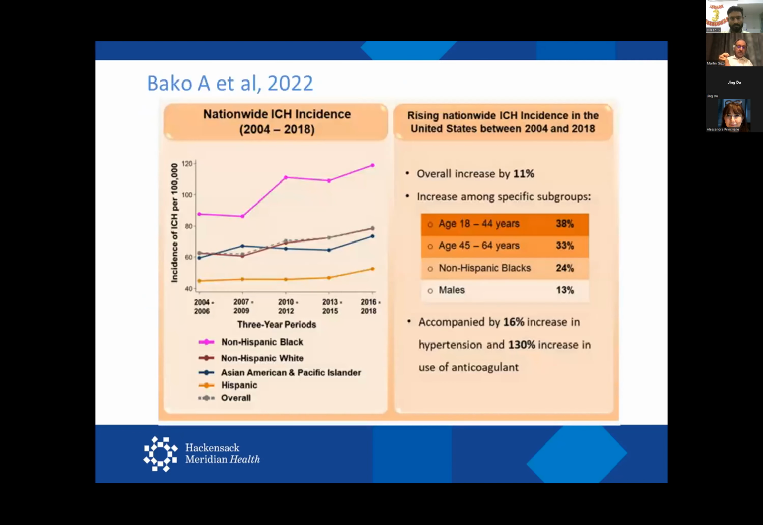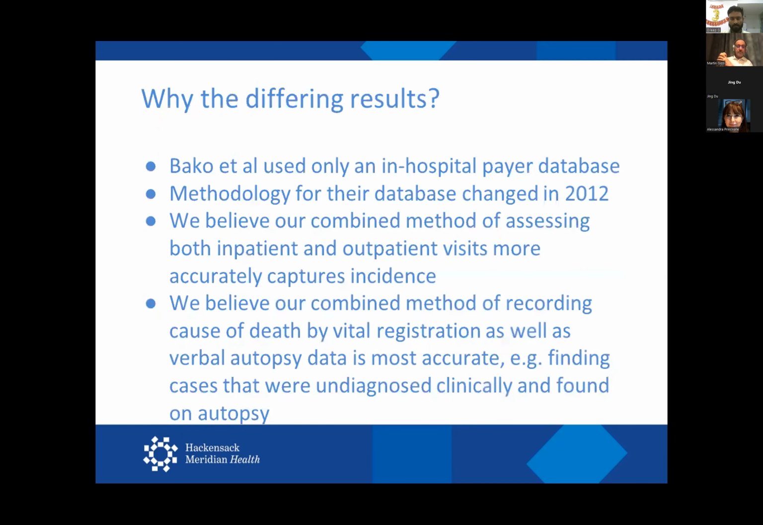Next slide. Here are their slides. You see the slope, particularly in non-Hispanic Blacks and non-Hispanic whites, climbing sharply. And the increases, excuse me, not the highest incidence, but the increases, came mostly in the younger age group, as we saw. Next slide. So why are these results different between what they saw and what we saw?